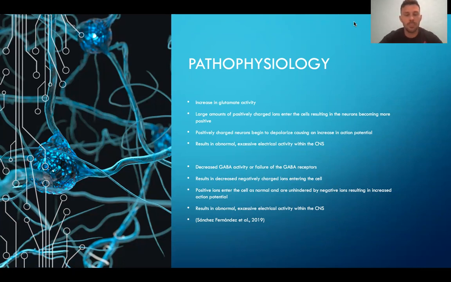The second way that seizure can occur is due to the inhibitory pathway. So what happens is we get a decrease in our GABA activity or production, or an actual failure of the GABA receptors. So we get a decrease in those negatively charged ions, being the chloride, meaning that the positively charged ions can enter the neuron sort of unopposed, resulting in the neuron becoming more positive, resulting in depolarization, providing increased action potential, resulting in that abnormal excessive electrical activity within our central nervous system.